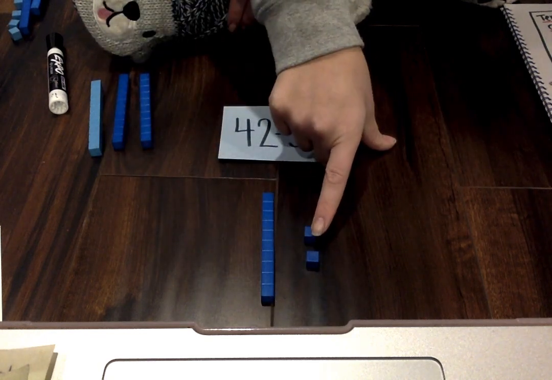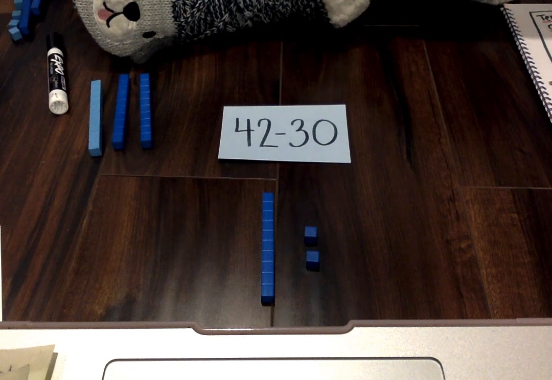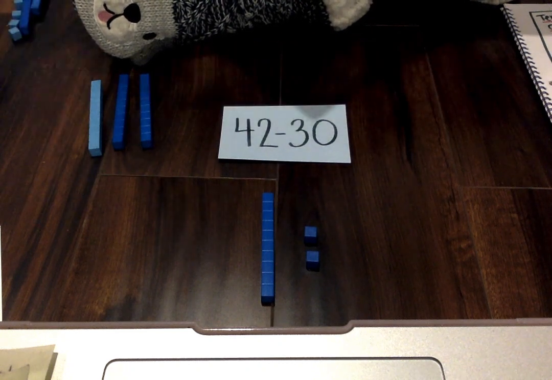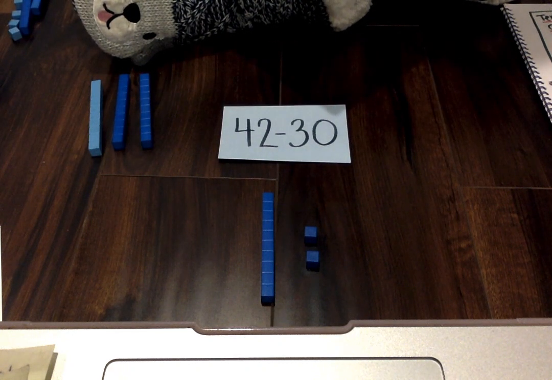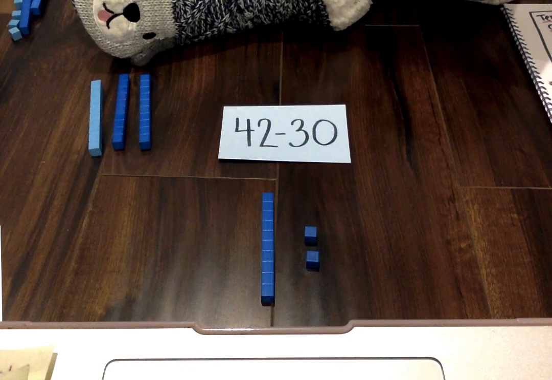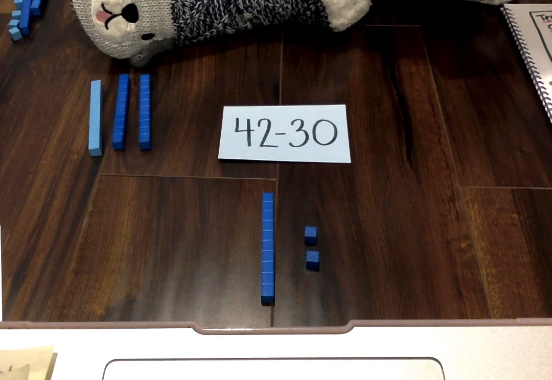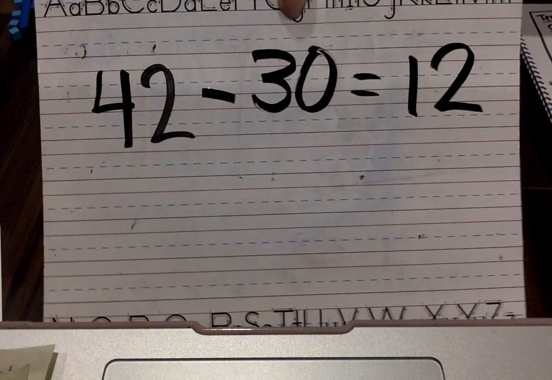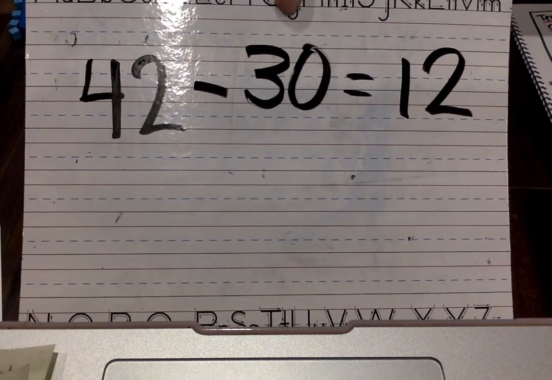10, 11, 12. So we can say that 42 minus 30 equals 12.